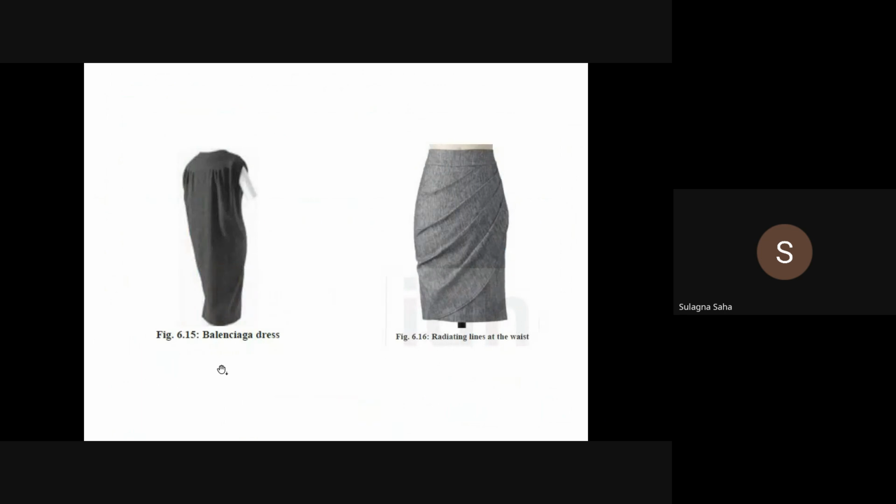If you look at this dress, it's a Balenciaga dress. It looks like it is starting from the bottom and then it is becoming bigger upwards. Or this design where the lines look like they are radiating from the waist at the corner.